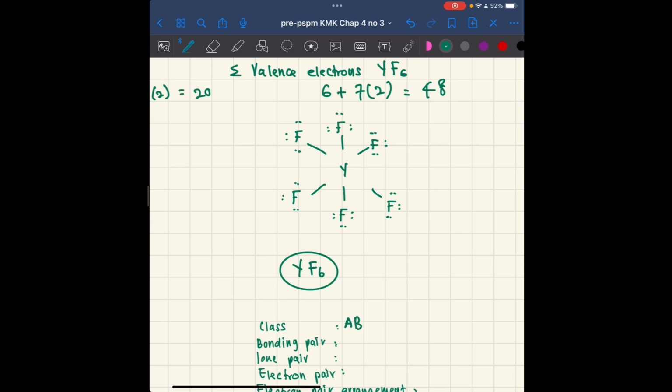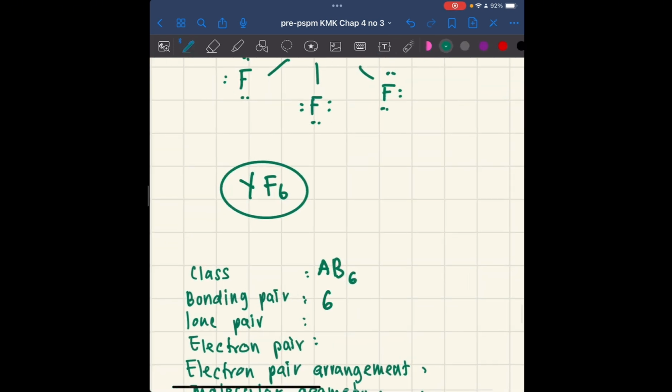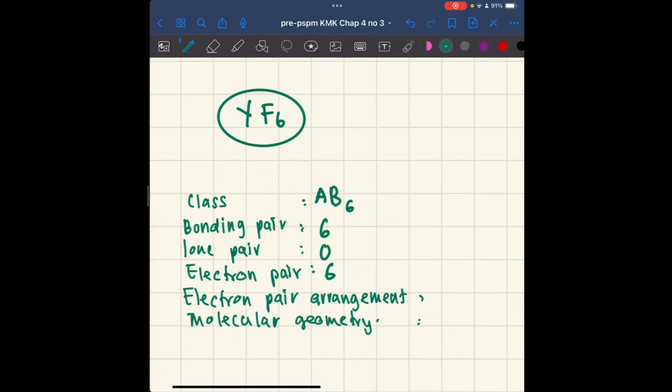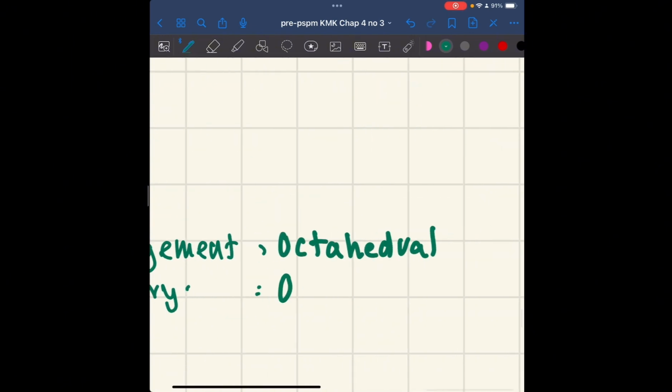As for YF6, the class is A. We can write the bonding pair, which is 1, 2, 3, 4, 5, 6, so B6. Do we have any lone pair here? No, so E is equal to 0, and we don't need to write any E. So the class is AB6. For the bonding pair, we got 6, and lone pair is 0. The electron pair is bonding pair plus lone pair, so equal to 6. So the electron pair arrangement is octahedron, and the molecular geometry is the same.